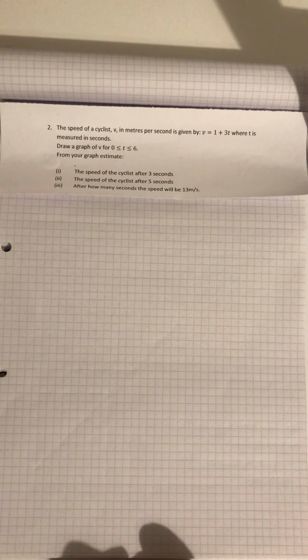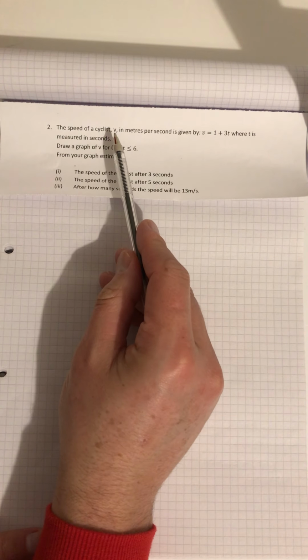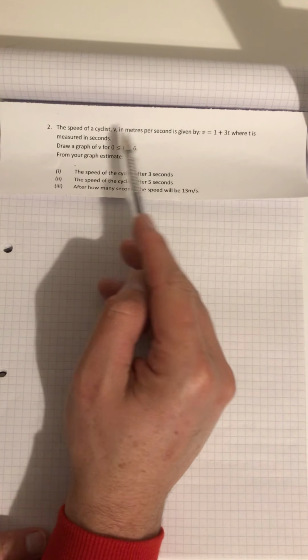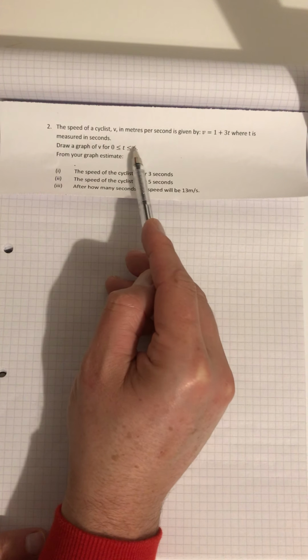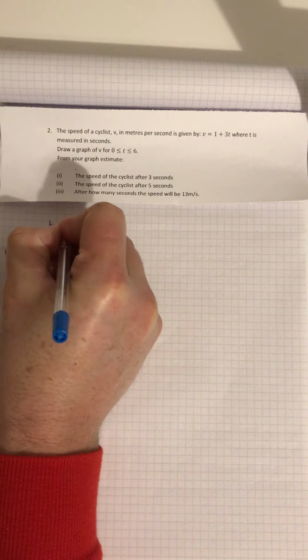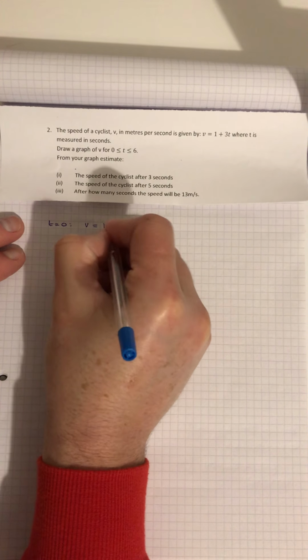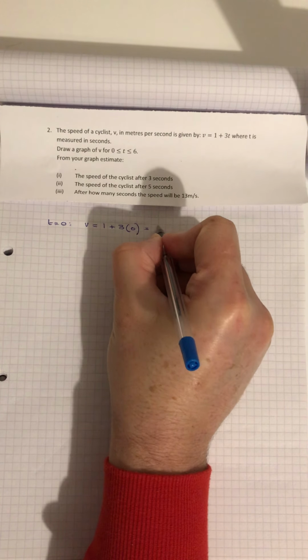So here's example 2 of our linear graphs which we wanted to do. The speed of a cyclist, or the velocity in meters per second, is given by this formula where t is in seconds. So we want to draw a graph from 0 to 6 seconds. So I'm going to let t equal to 0, and for this one v will be equal to 1 plus 3 times 0, which is equal to 1.